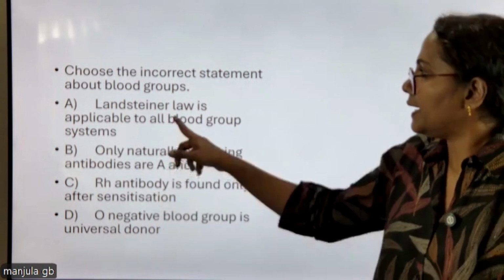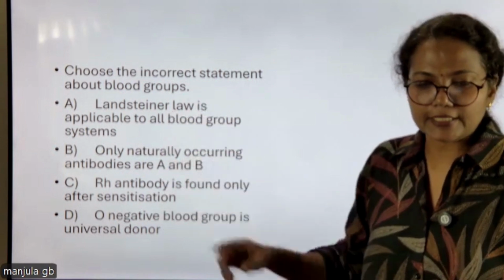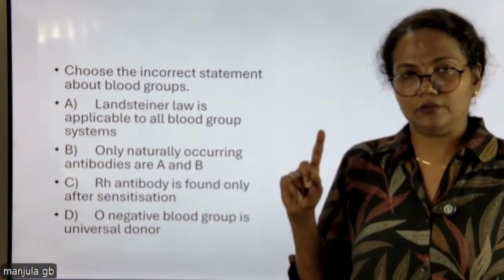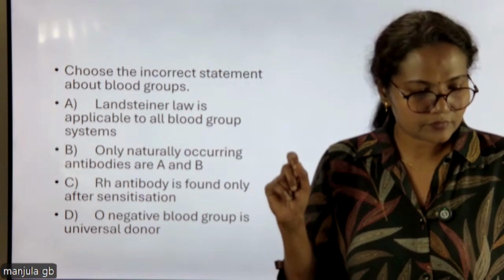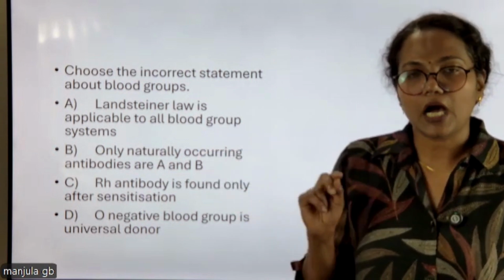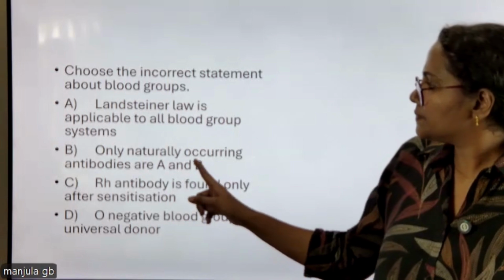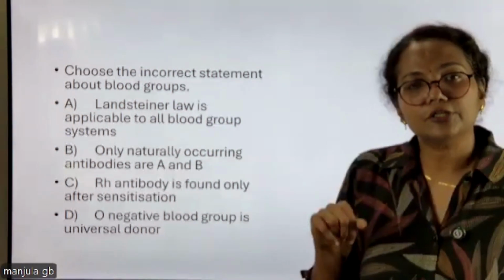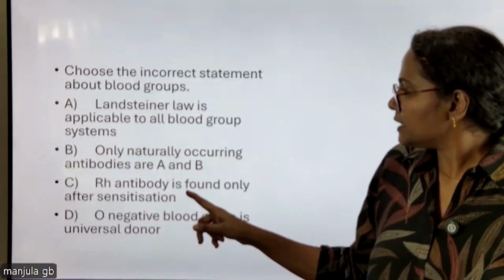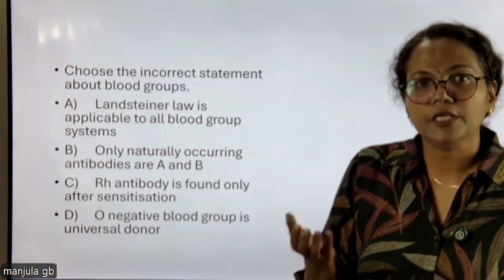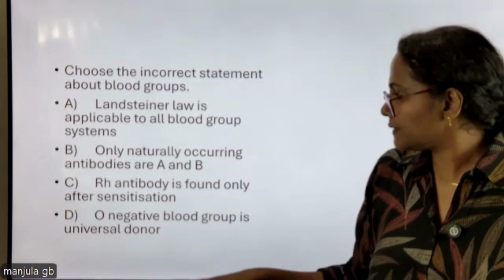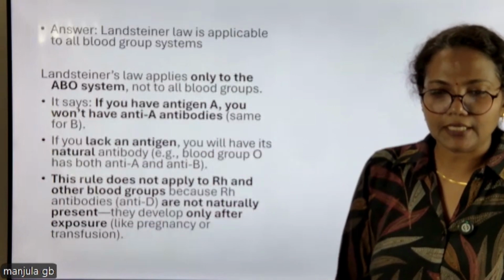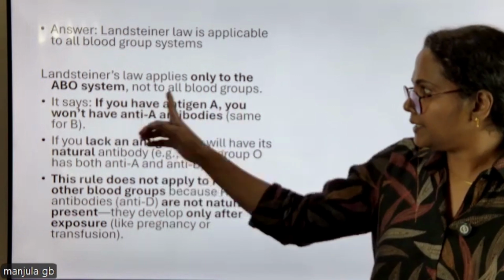The answer is A. If you know Landsteiner's law, you know that it is not applicable to all. It is applicable only to A, B and O. It is not applicable to Rh, correct? And how about this? Only naturally occurring antibodies are A and B. That is correct. Then Rh antibody is formed after sensitization. Otherwise, it doesn't develop. And O is universal donor. So the answer is Landsteiner law is applicable only to ABO, not to all groups.